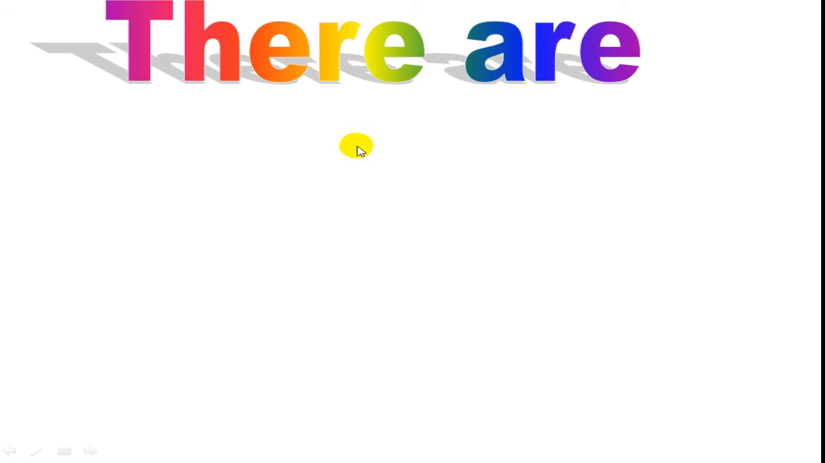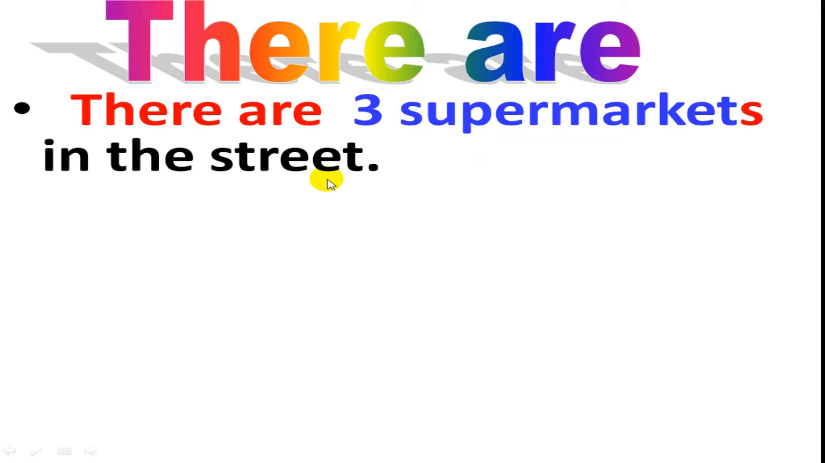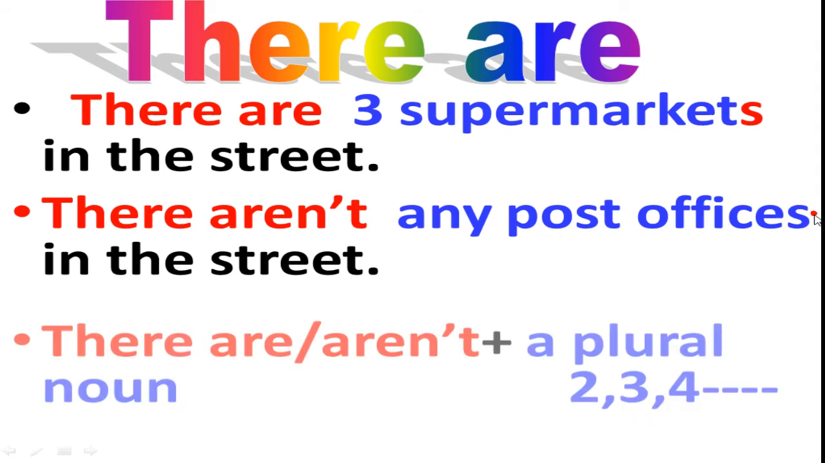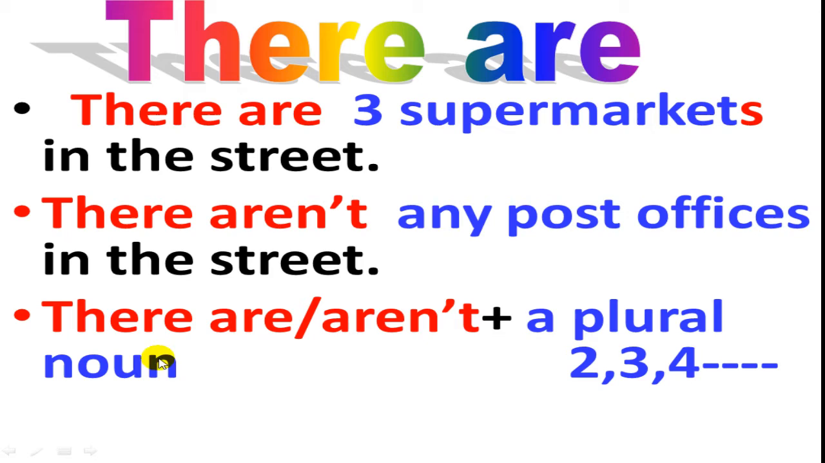There are three supermarkets in the street. There aren't any post offices in the street. There are or there aren't plus a plural noun. Plural noun: 2, 3, 4. Again, there are, there aren't plus a plural noun.